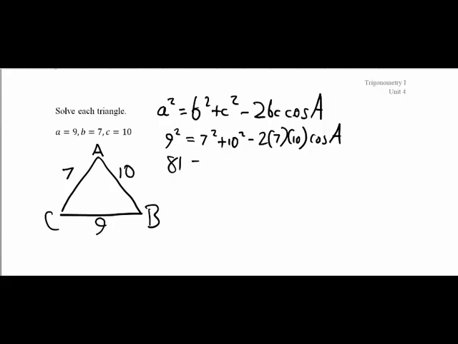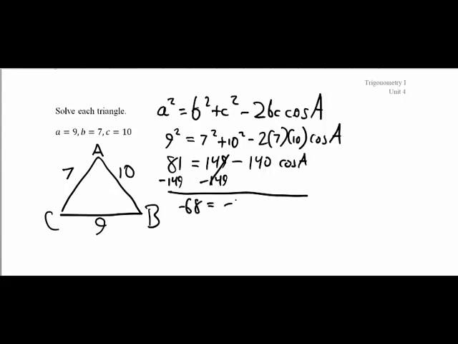So this is going to be 81 equals 49 and 100, which is 149, minus 2 times 70, which is 140, cosine A. Again, this is where you resist the urge to subtract the 149 and the 140, because this is analogous to saying if this is 149 minus 140x, we wouldn't combine this into making it 9x. So we have to move the 149 to the other side, and that simplifies to negative 68 equals negative 140 cosine A.